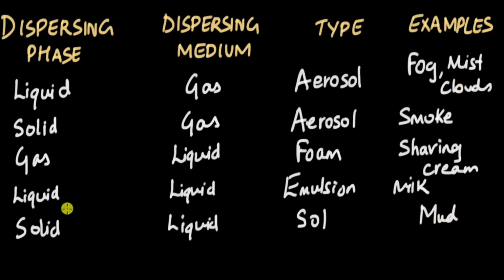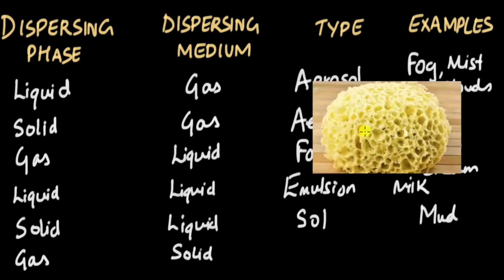Now let's take the dispersing phase as gas and the dispersing medium as solid. In this case, you can think about what you can get. The solute-like particles are really gas, so there can be many air spaces in between the solid. What kind of substance can this be? It turns out this is a sponge, right? You have these air spaces in between all the solid, and this type is also called a foam. You have examples like sponge, and even rubber.